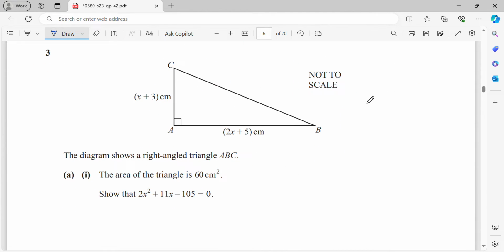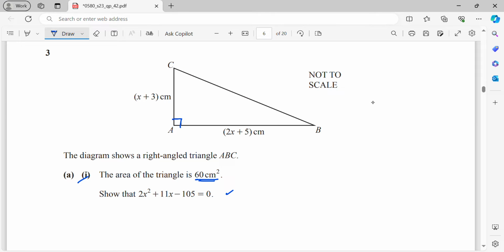Now, next, question number 3. The diagram shows a right angle triangle ABC. Right angle means it is 90 degrees. Now, first part: the area of the triangle is 60 centimeters squared. Show this quadratic equation.